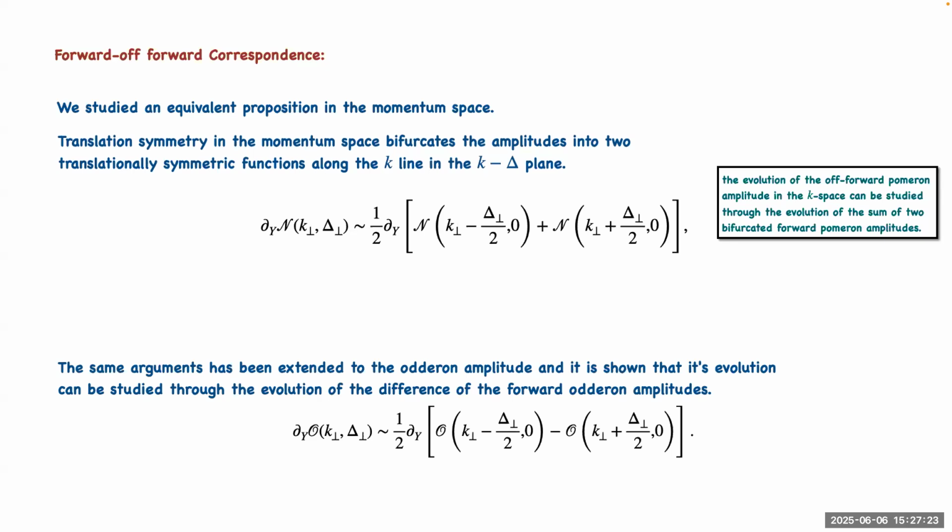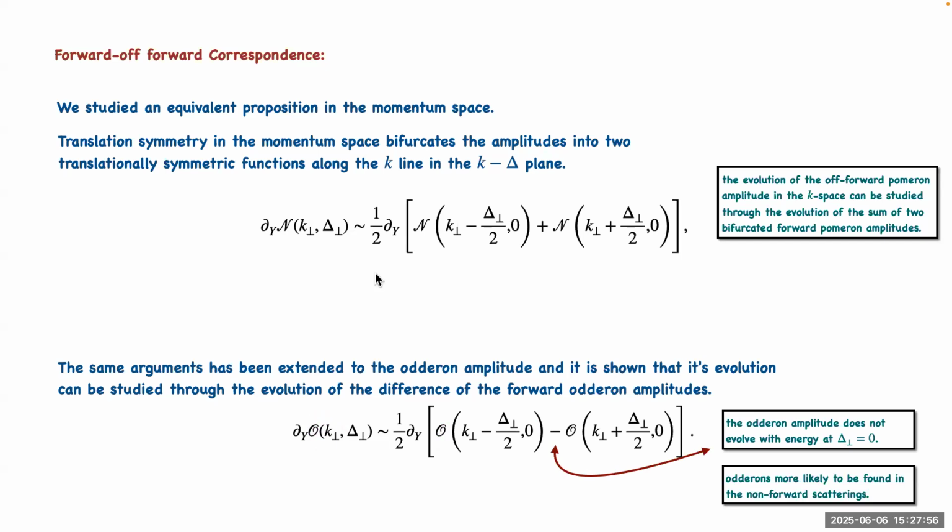The same argument we also apply to the Odderons. So Odderons are basically C-odd, or 3 gluon state, which are expected to be present only at delta not equal to 0 momentum. And here we can see that if we put delta equal to 0 in this equation, the evolution of Odderon will eventually die out, which is actually expected from the experimental results as well. And thus, we can say that Odderons are more likely to be found in the non-forward scatterings.